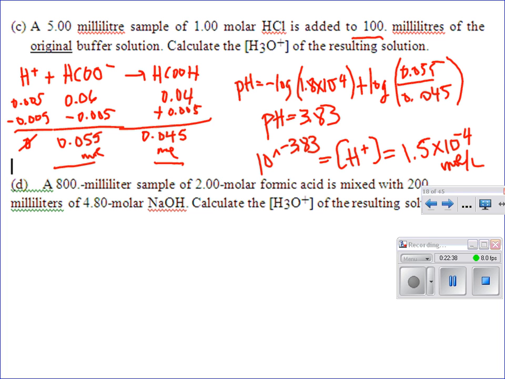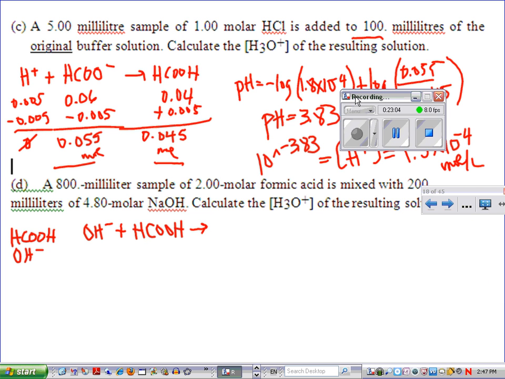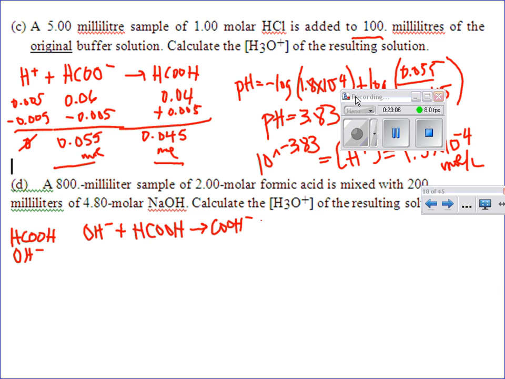Okay, part D. An 800 ml sample of 2 molar formic acid is mixed with a 200 ml sample of 4.8 molar sodium hydroxide. What kind of problem is that? Invader. So all we're doing is adding OH minus to the formic acid, and we're doing a stoich table. And when we do our stoich table, we find out that we get COOH minus. And again, the form is unimportant.